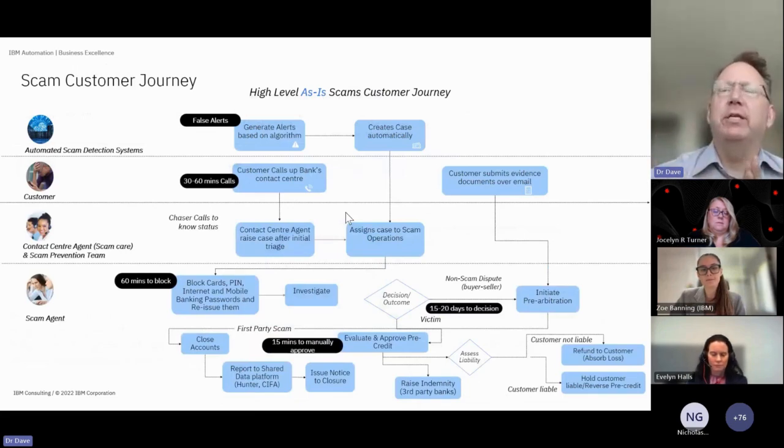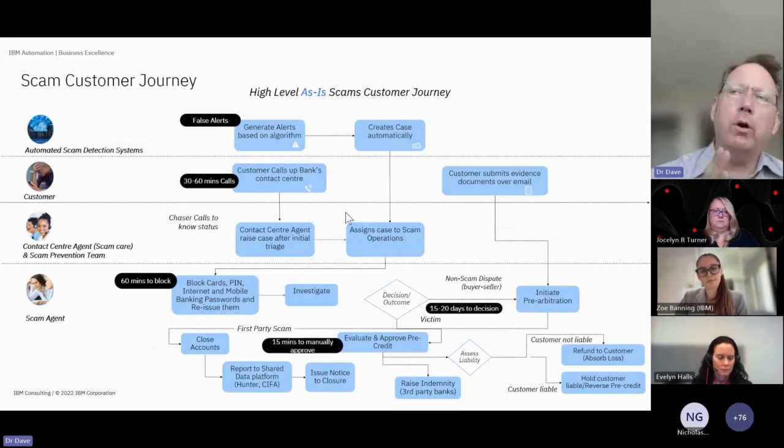I'm sure you guys all have slightly different processes and systems that you use. Zoe will be referring to this when she goes through her demo. There's a couple of pain point areas, I would say, across this process, right? So you've got everything from the automated detection of the scam potentially, or the banking customer calling in saying they have been scammed themselves, right?